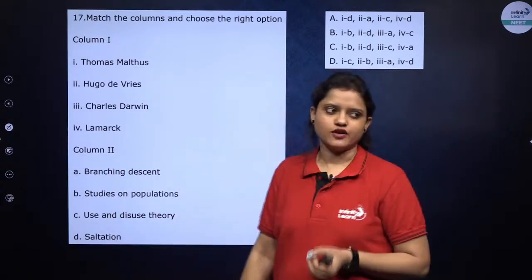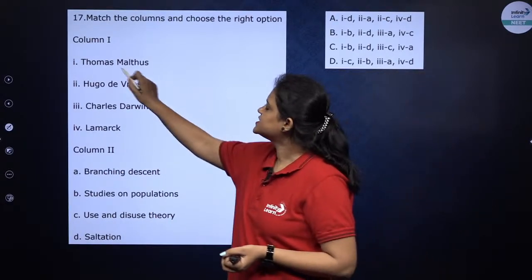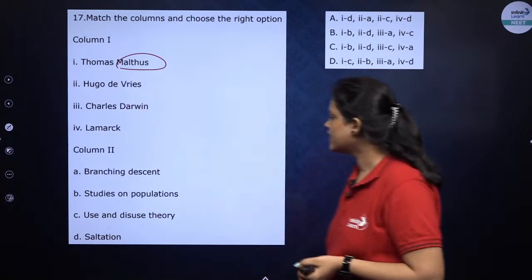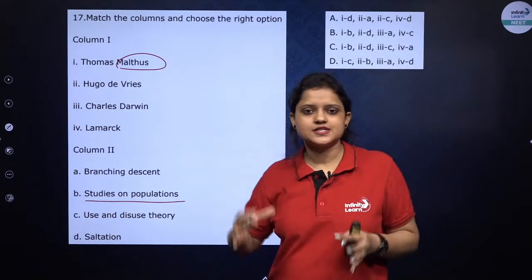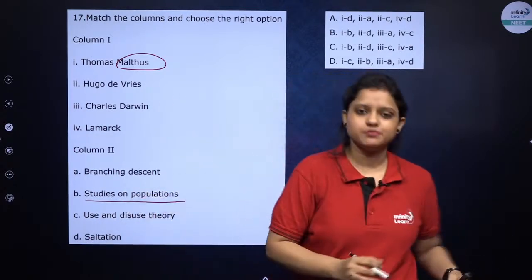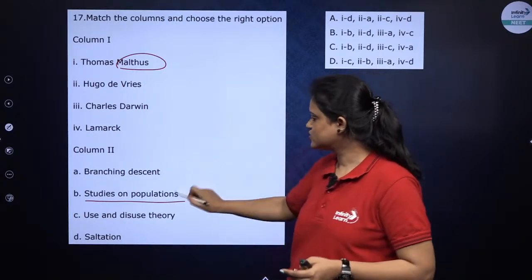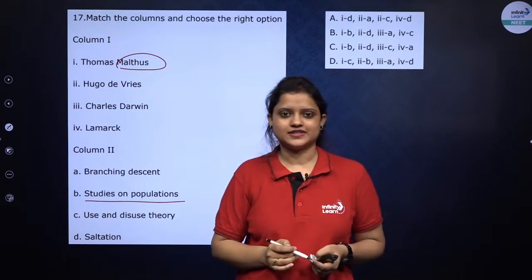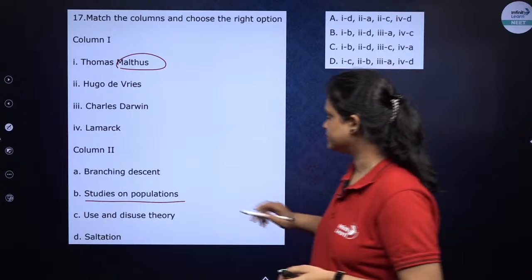चलो let's solve it. Thomas Malthus wrote the book on population and this book inspired Darwin to write his book. Okay, so Malthus is related to studies on population, right? Remember this and note it down अगर आपको नहीं पता था तो.